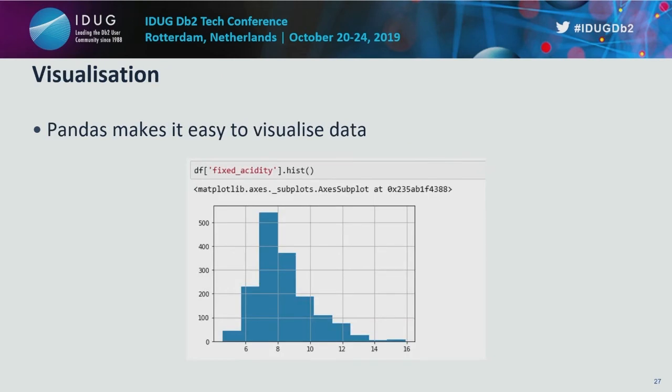The other thing data scientists do a lot, which Db2 isn't really good at, it doesn't really have any capability on, is visualization. So pandas makes it very easy to do a visualization. You just call a hist function or a bar function, and it draws the data for you. You don't have to get any more complex than that.